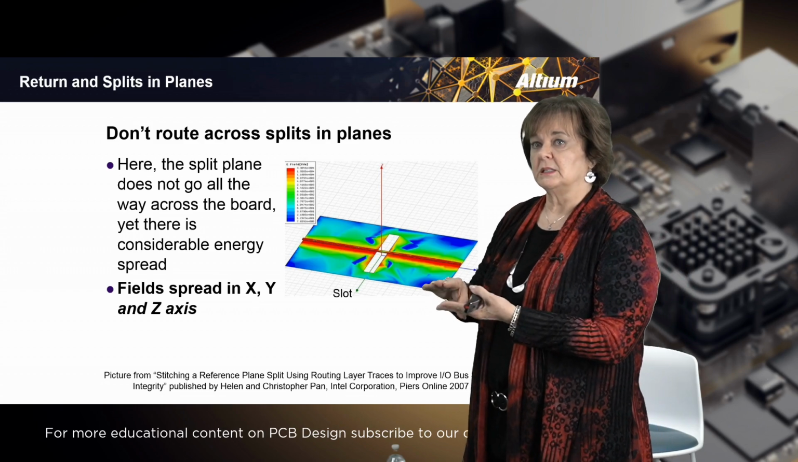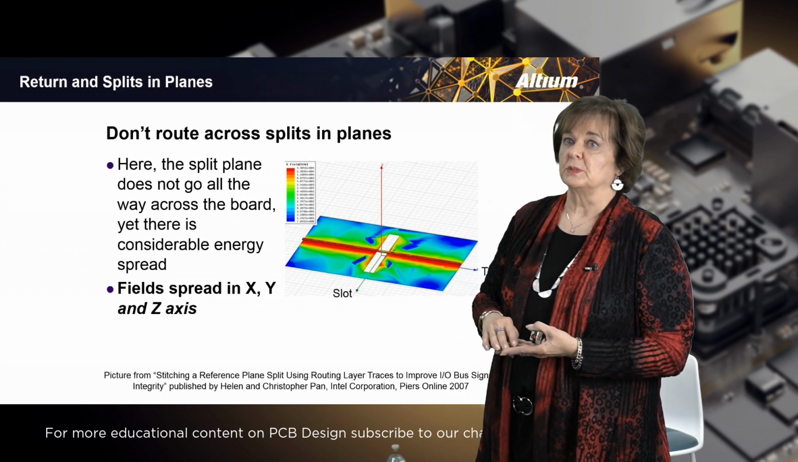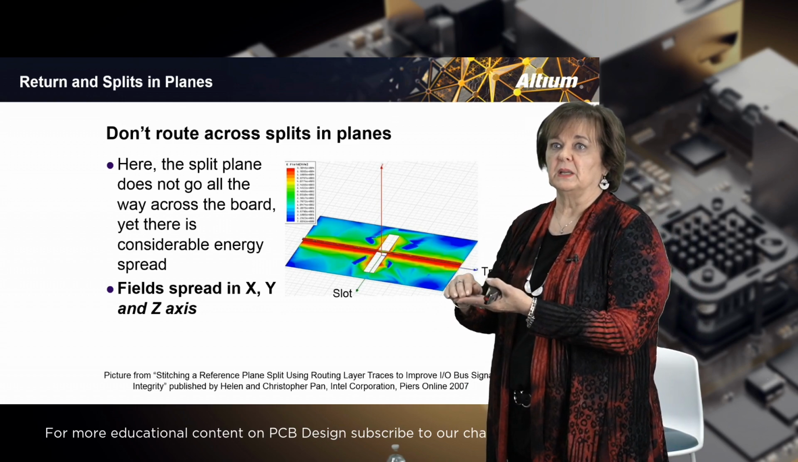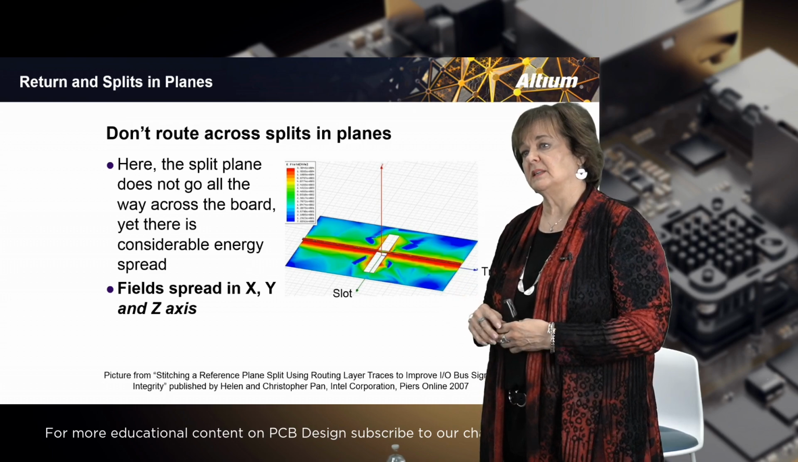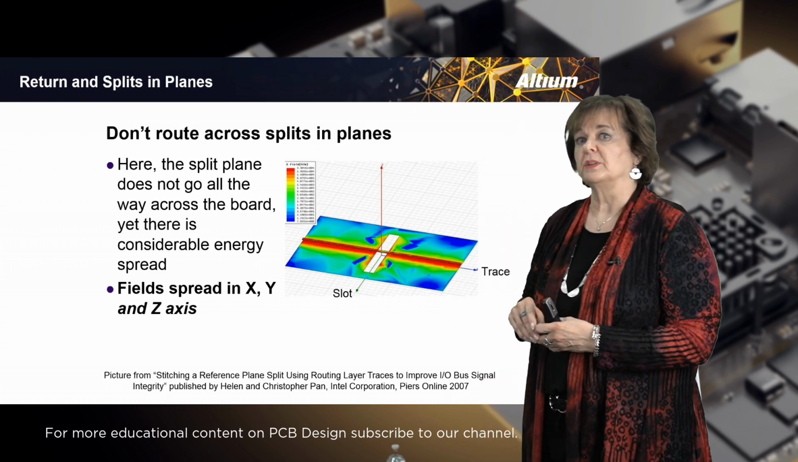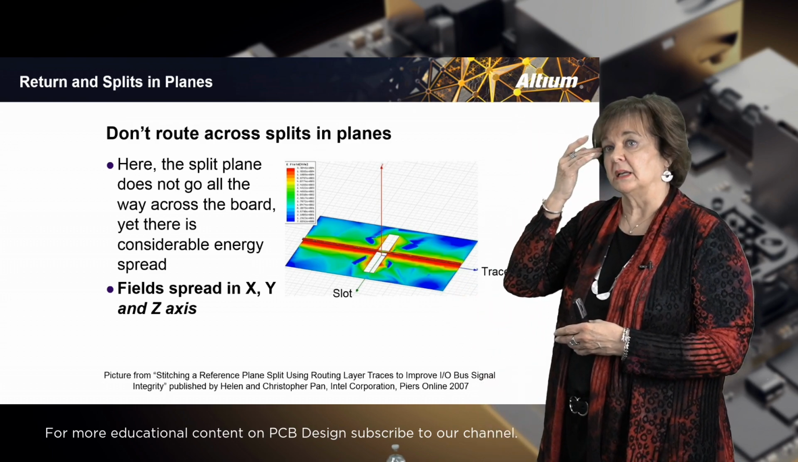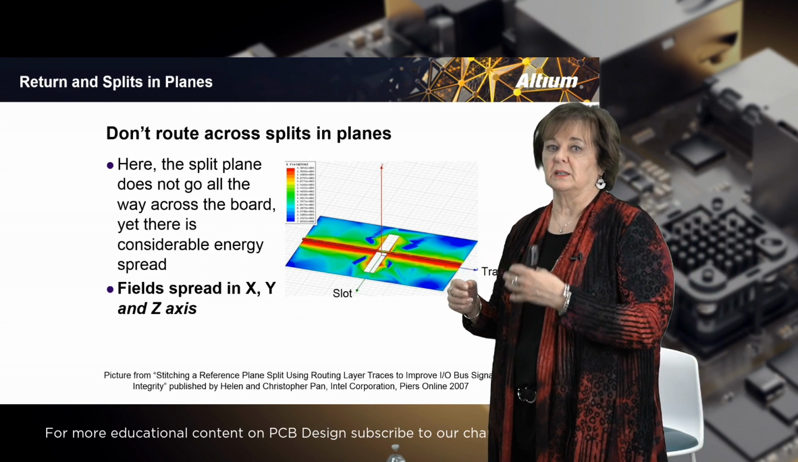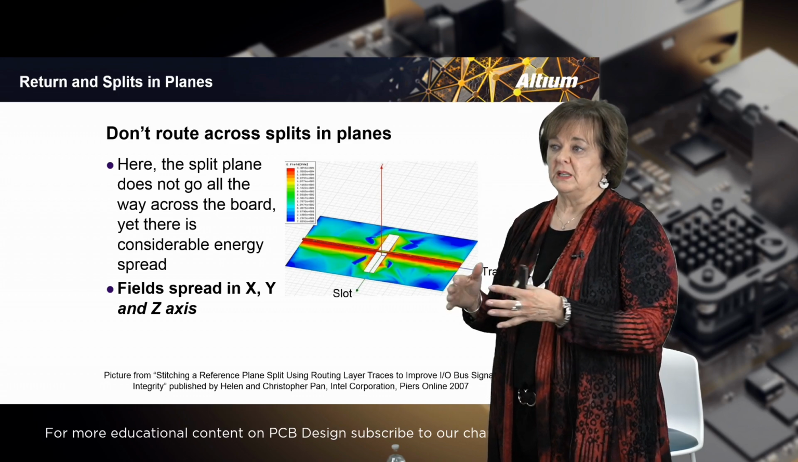And it's not only important to understand that the fields will spread in the XY, but they also spread in the Z-axis. So if there's something above or below that trace that is an easier return path for it, that's the path it will take. So you want to be sure that what you're doing is containing the energy and not causing a problem for anything that's around it.